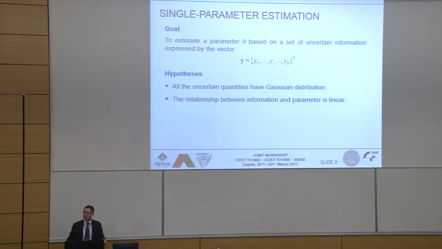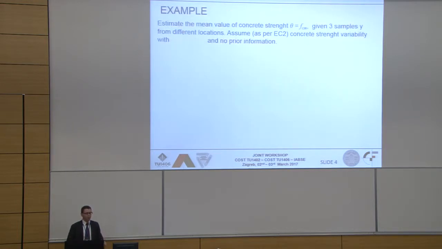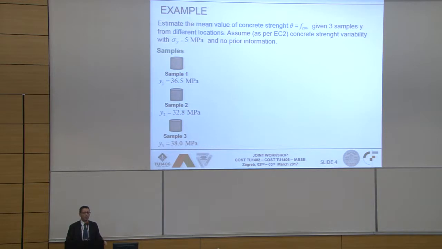The assumptions we can use to start are that everything is Gaussian and everything is linear, so nothing can be easier. For example, say that we want to estimate the mean value of concrete strength, fcm, based on three samples that we have selected from a bridge. Let's make some assumptions: say that the variability of concrete strength, according to EC2, has a standard deviation of 5 megapascal, and that we have no prior information about the concrete class. When we are in front of such a problem, what we probably do is use the classical inverse variance rule, which applies when everything is linear and Gaussian.